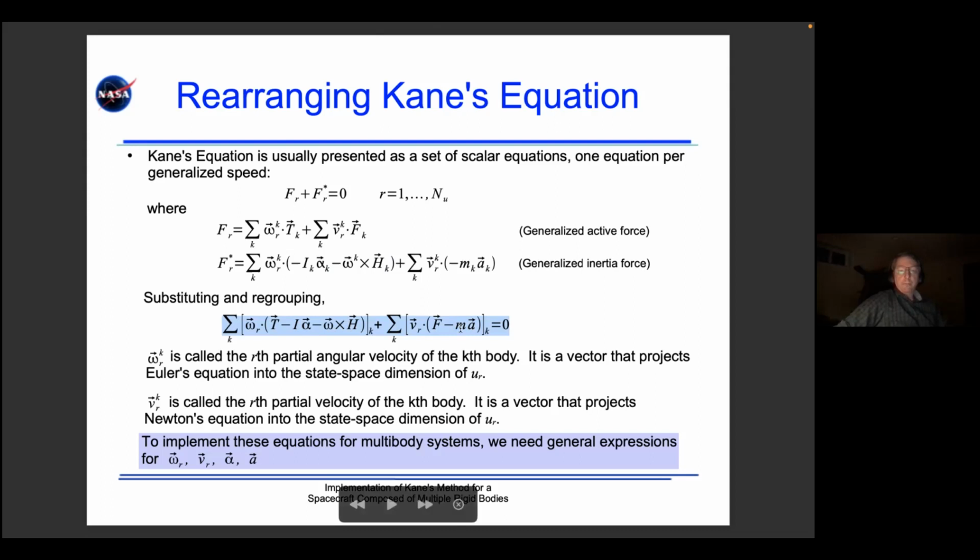At a particular point in time, these partial velocities and partial angular velocities are also functions of the configuration. So what we're looking for is those building blocks. We need general expressions to express those partial angular velocities, angular acceleration, and linear acceleration. So that's what we're going to spend a few slides doing.